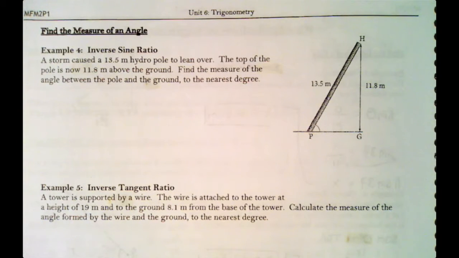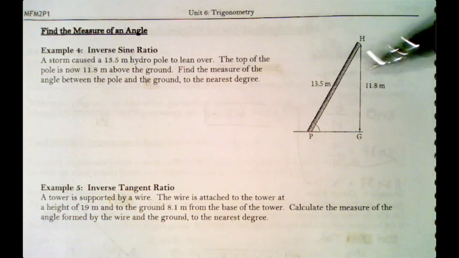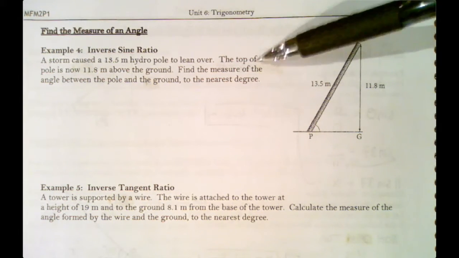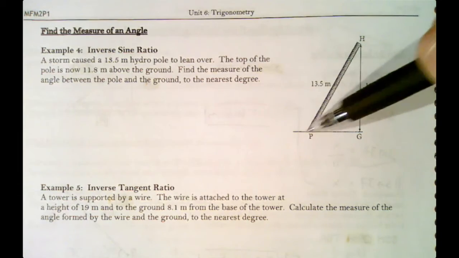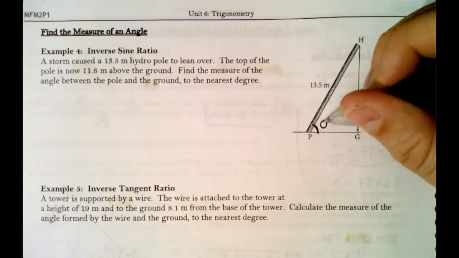A storm caused a 13.5 meter hydro pole to lean over. The top of the pole is now 11.8 meters above the ground. Find the measure of the angle between the pole and the ground. Here's the pole, there's the ground. We want that angle.